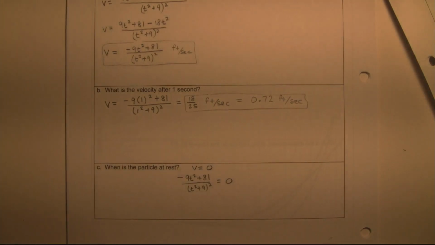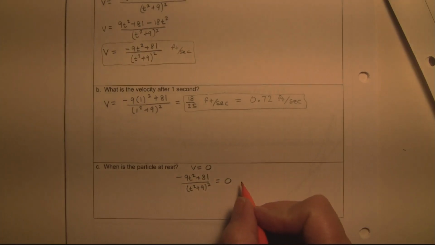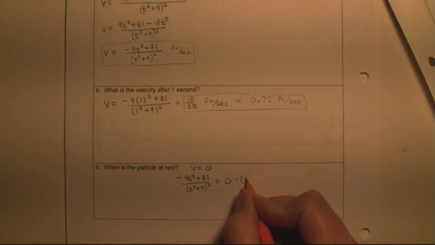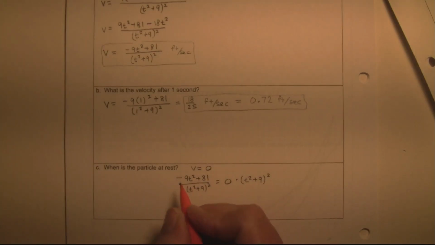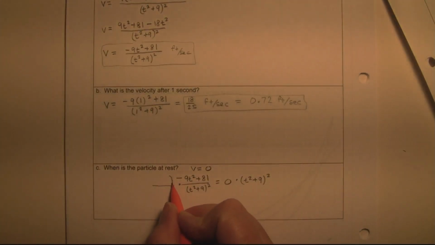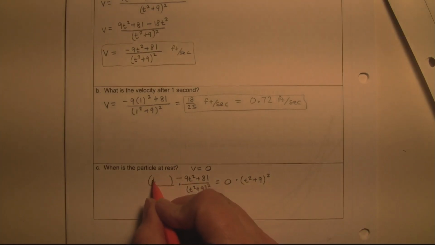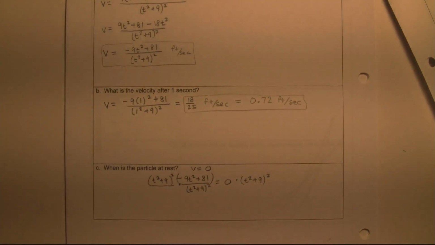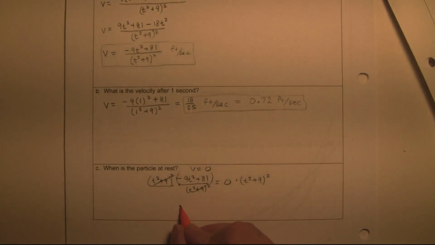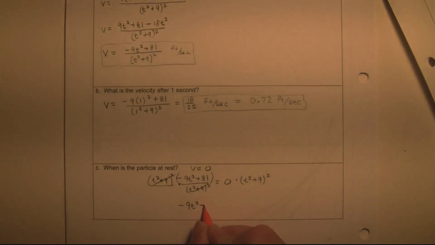So it just becomes when the numerator is equal to 0, right? So to clear the fraction, I would multiply by (t squared plus 9) squared, right? And I would do that over here too. (t squared plus 9) squared. I'm going to put parentheses around that. So these cancel, and this makes 0. So I get -9t squared plus 81 equals 0.